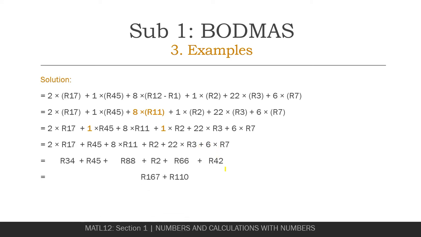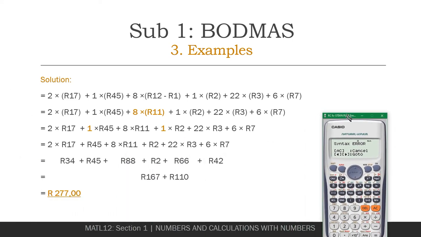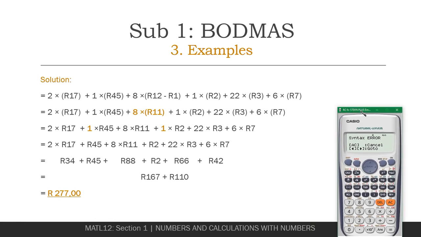From there, you just punch these values into your calculator, and guess what you get as your answer? You get 167 plus 110 rand, and then your final answer is 277. So what I would like to do at this moment is to actually punch this in a calculator so that you can see how you would go about solving this.